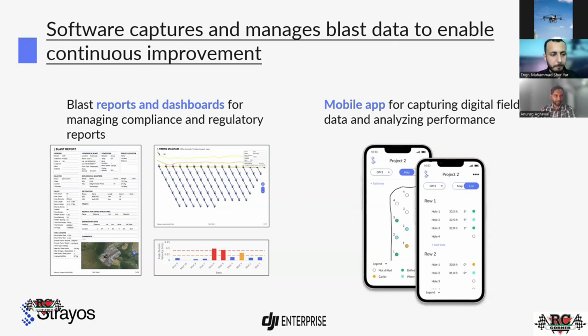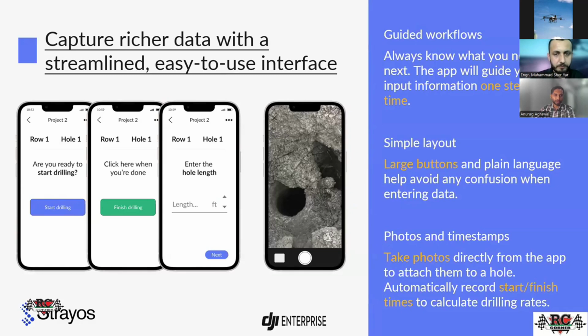So here you can see, this is the image, row one, hole one, where you will start drilling. In this way, you will find the icon in your mobile application. You can enter your whole length data, which is the actual length data.